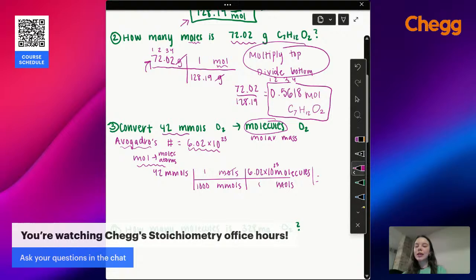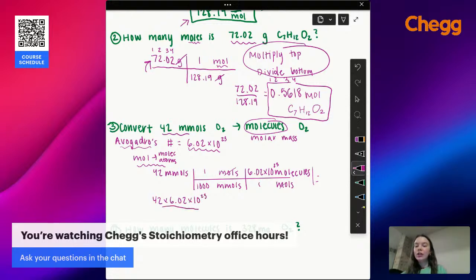So I'm going to end up doing 42 times 6.02 times 10 to the 23rd over 1,000. That's what I'm going to put in my calculator. I'm going to give you guys about 30 seconds to put that in and let me know what you get.